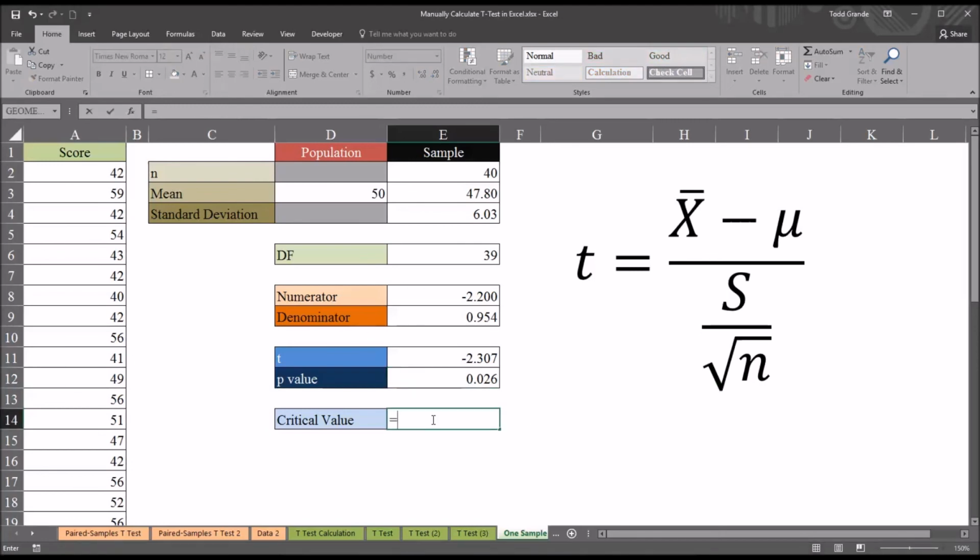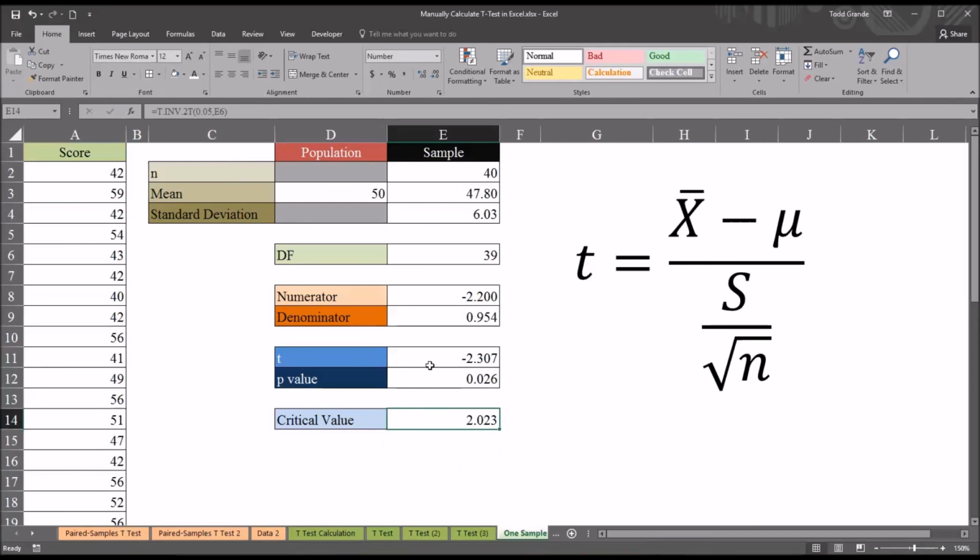It's equal sign t.inv.2t, which returns the two-tailed inverse of the student's t distribution. And you can see it accepts two arguments. Probability, in this case we're going to use the alpha value, so it's 0.05. And then degrees of freedom, cell E6. So we can see the critical value is 2.023.